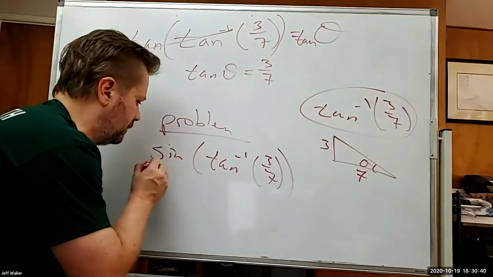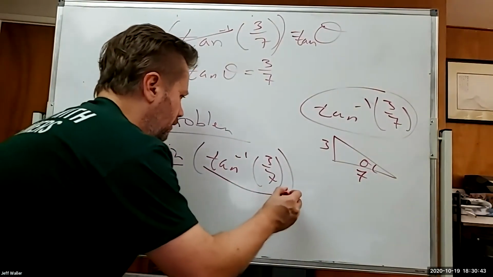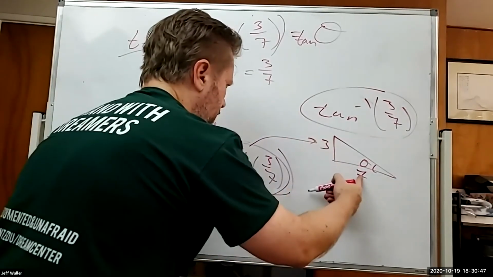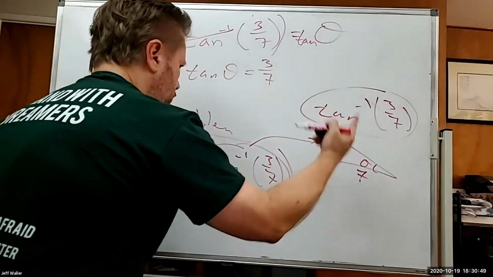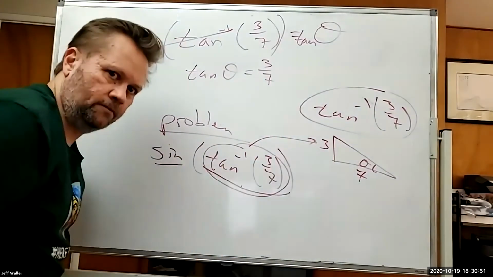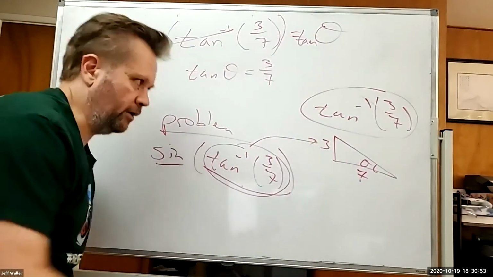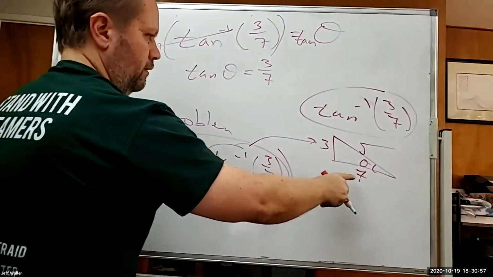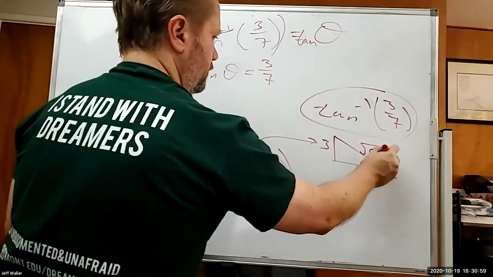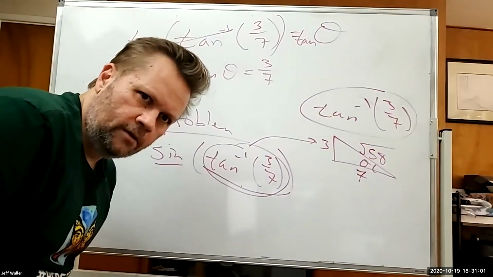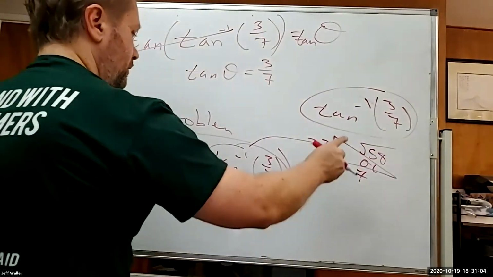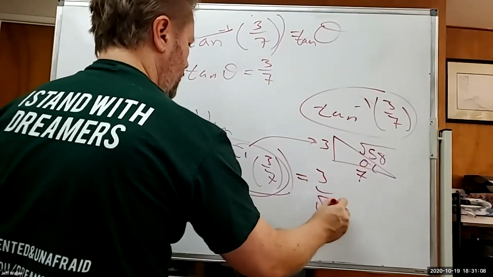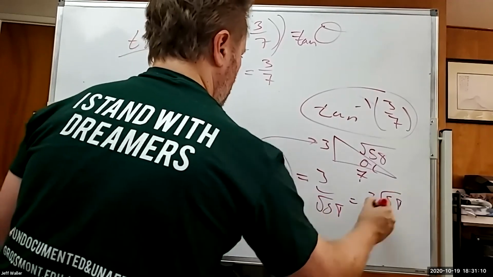What should always be inside of a sine? An angle. Isn't that what this is? That is an angle. That's the angle that does this. Can I find the sine of it now that I drew the triangle that this creates? How do I find a sine? What's the last side I need? This side, right? It'll be the square root of 9 plus 49, square root of 58. So this would equal 3 over root 58, which is 3 root 58 over 58.